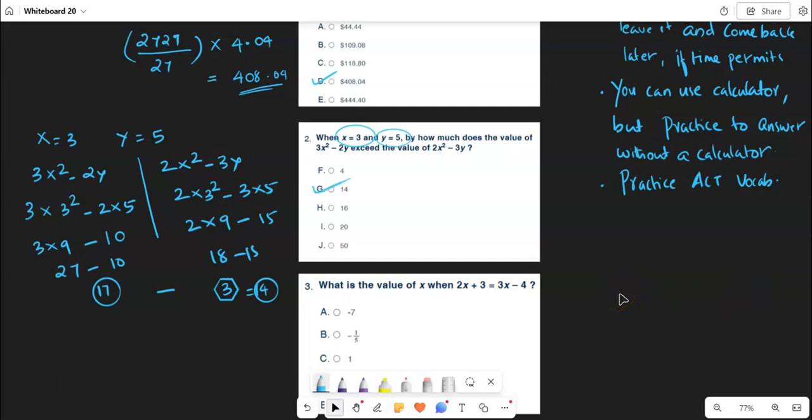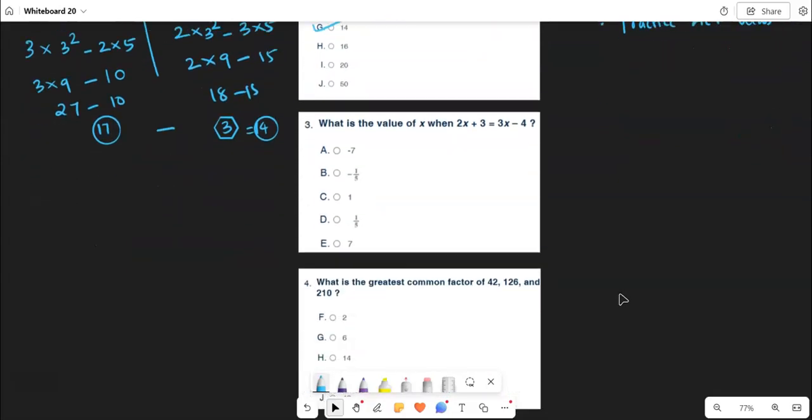Again, if you have any question on this, please let me know in your comments. Problem number 3. What is the value of x when 2x plus 3 is equal to 3x minus 4? Two expressions are given that should be equal for some value. Basically, it is solving one-step equations. 2x plus 3 equals 3x minus 4.